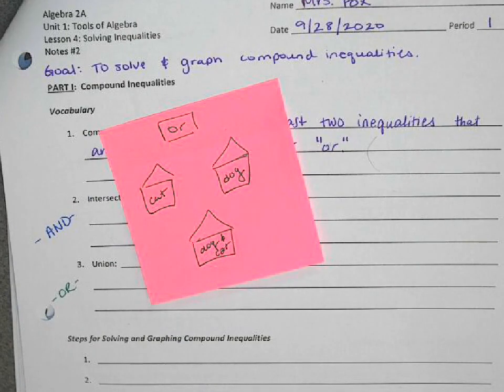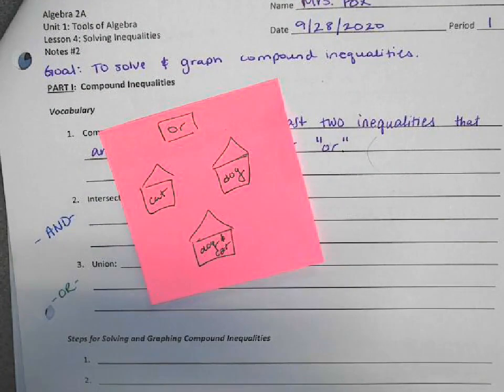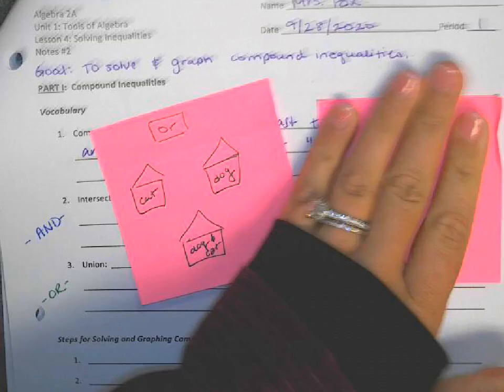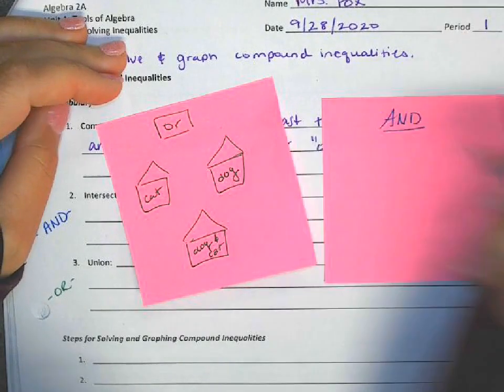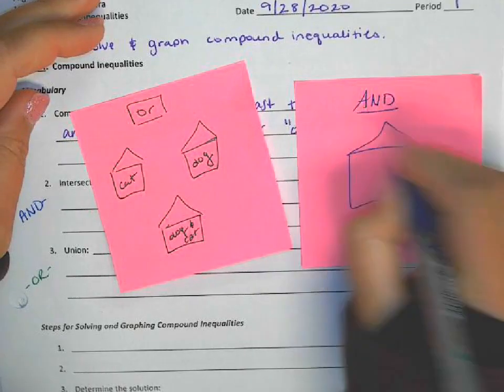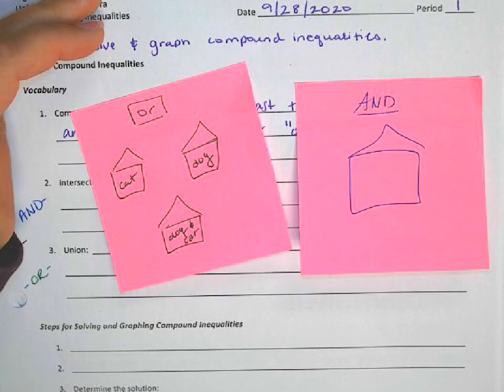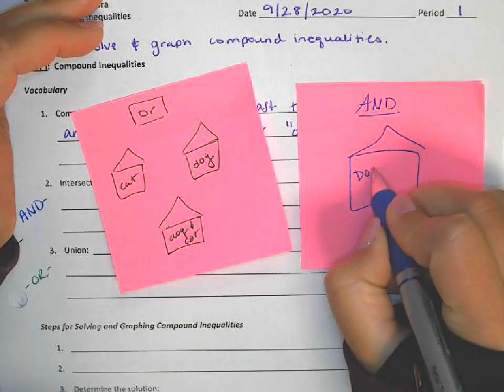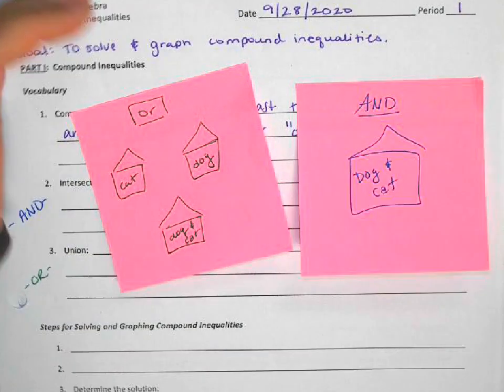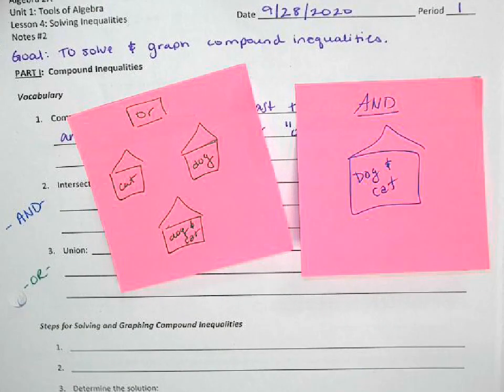Now I want you to raise your hand if you have a dog and a cat at home. Who has a dog and cat? Do you see the difference? Because if I'm asking who has a dog and a cat, it only looks like one thing. There's only one way this house can look, and what is it? A dog and a cat. It cannot just have one or the other.